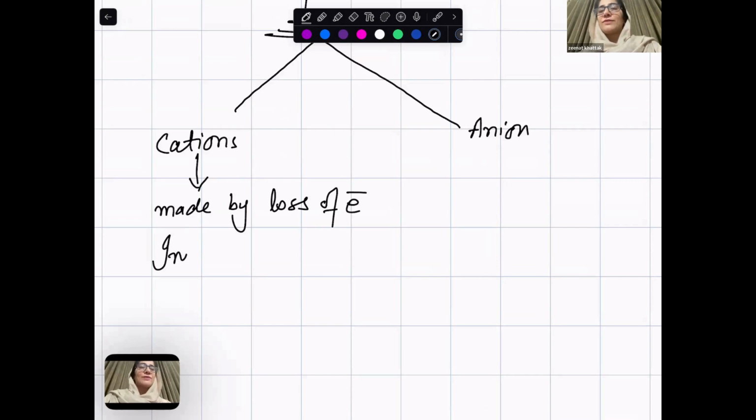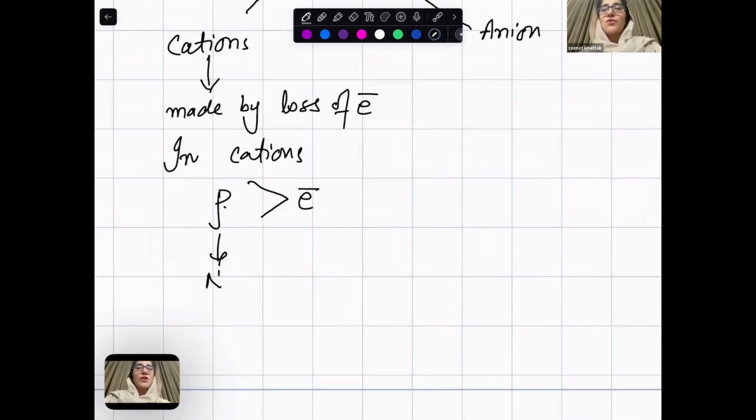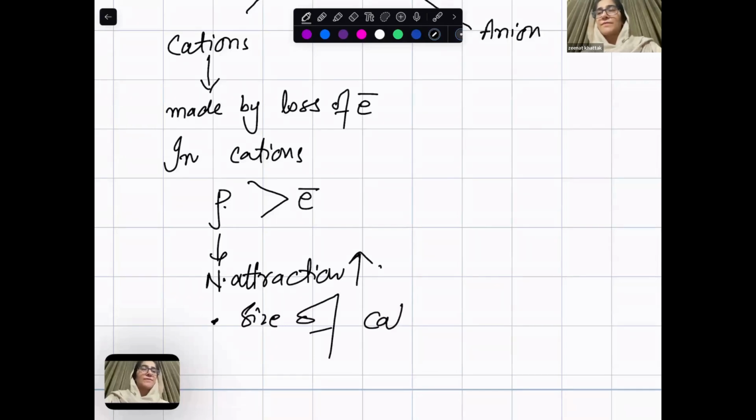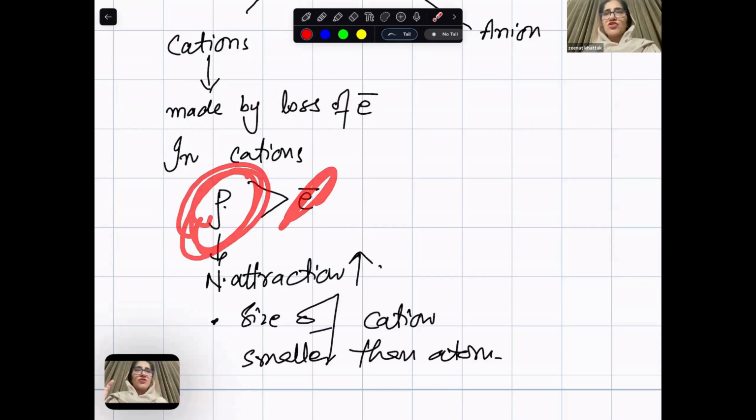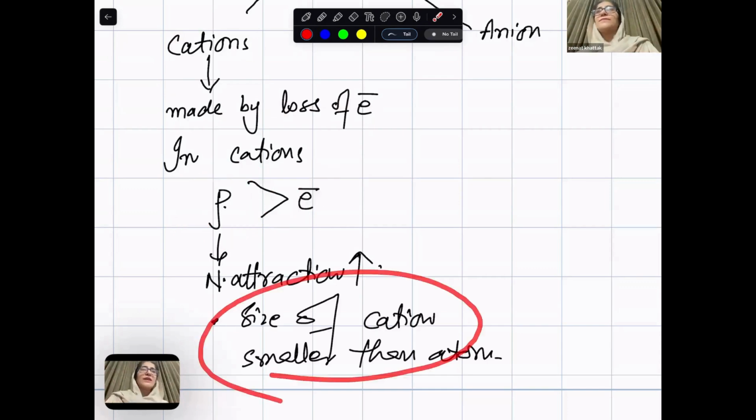In cations, protons are more than electrons. If protons are more, nuclear attraction is more. So the size of a cation is smaller than its atom. Cations are made by loss of electron. So the electrons are less, the protons are more, the attraction is more, it shrinks, its size is smaller than the atom.